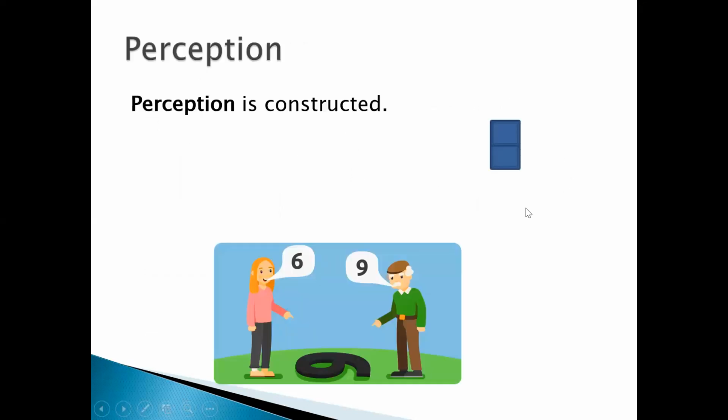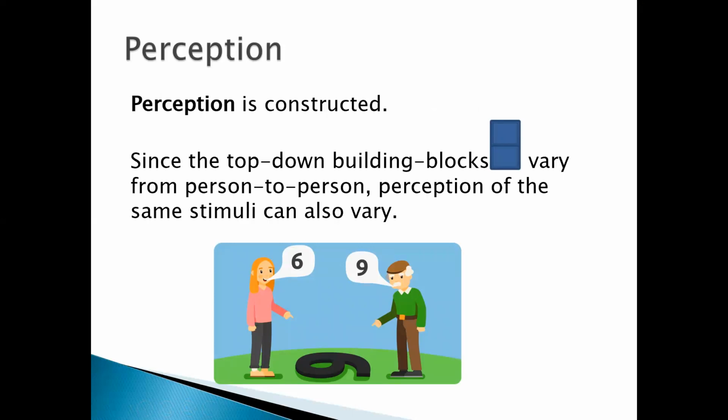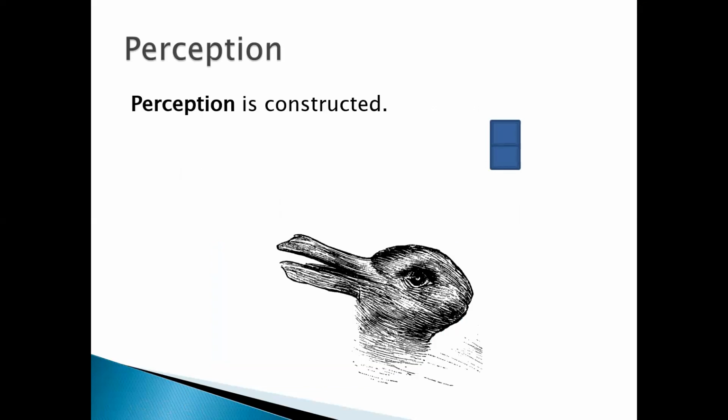So going back to this idea of perception being constructed, we know that the top-down building blocks, our prior knowledge and experiences and expectations, vary from person to person. And because of that, the perception of the very same stimuli can also vary, which is illustrated by this cute little cartoon. We can also alter your perception of an object or a figure simply by changing your expectations, simply by immediately changing your top-down processing of that picture.